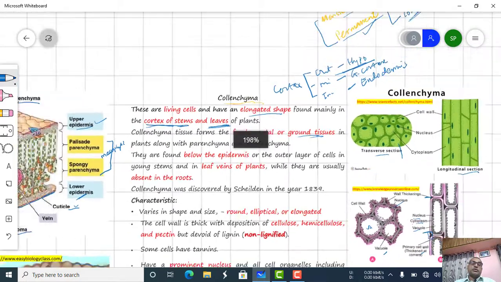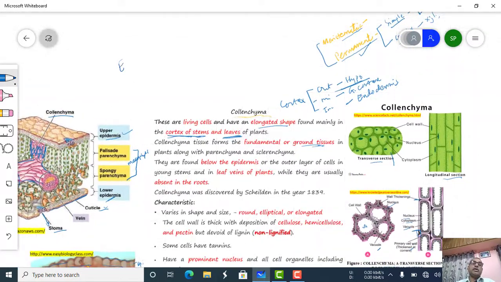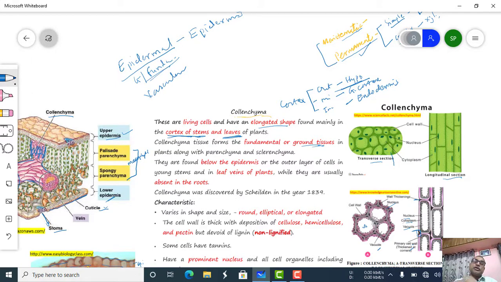If you observe the tissue systems present in the plant, then the epidermal tissue system is one type. Then the ground or fundamental tissue system is another type, and the vascular tissue system is the third one. The epidermal tissue system generally forms the epidermis, which is a protective covering of the plant. The ground or fundamental tissue system is generally the region above the vascular bundle and the region below the vascular bundle.